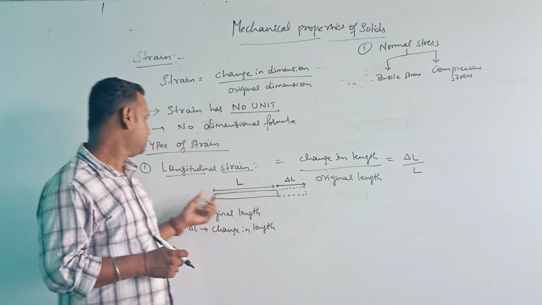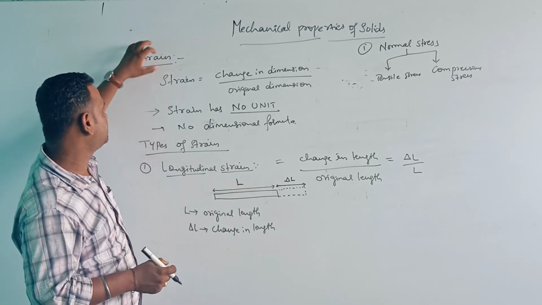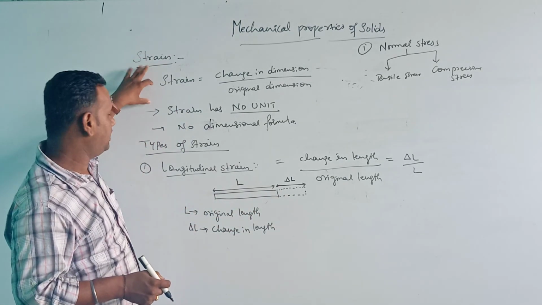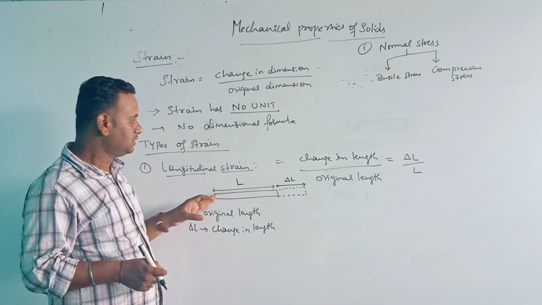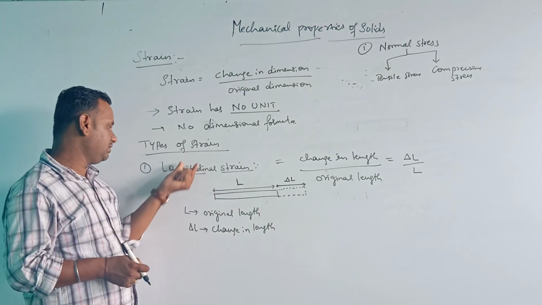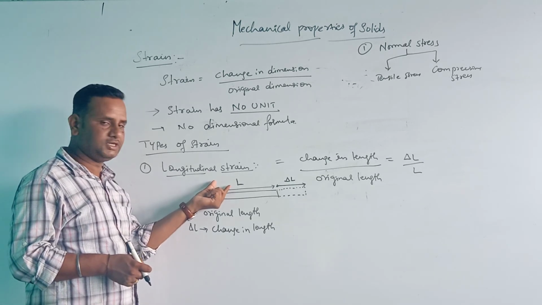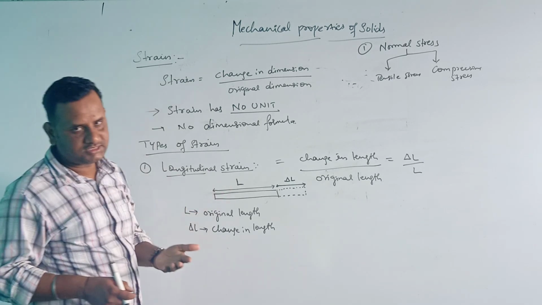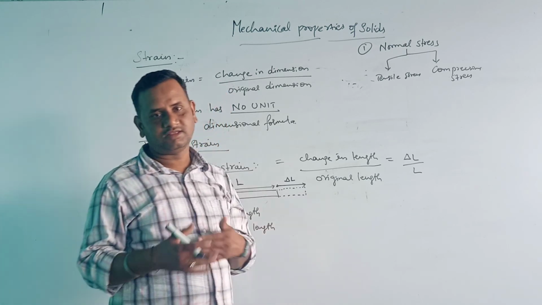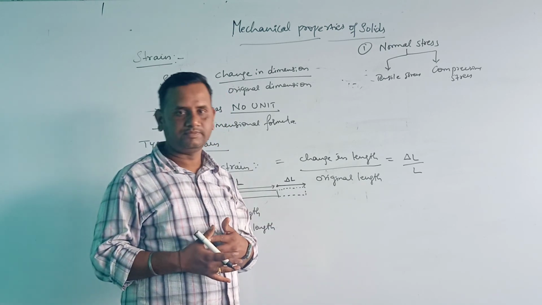So students, today we discussed the definition of strain and the types of strain. In types of strain we discussed only one type here, which is called longitudinal strain. In the next class we will discuss the other types of strains. Okay, thank you students.